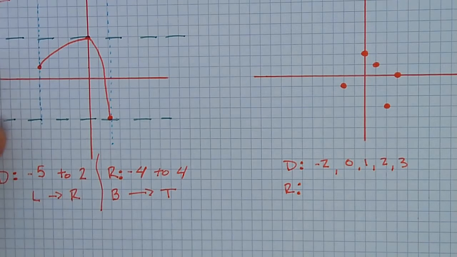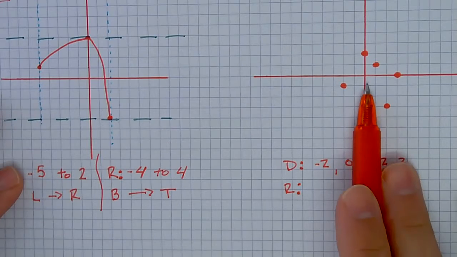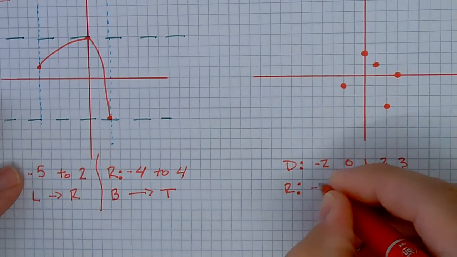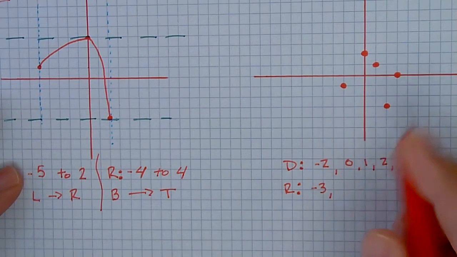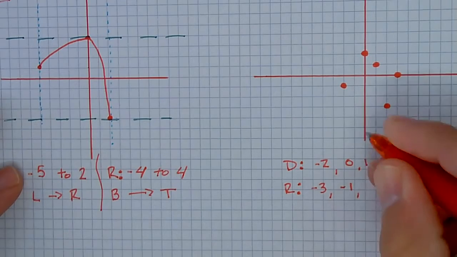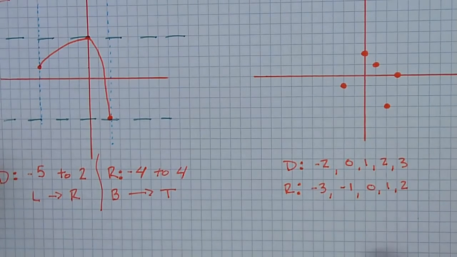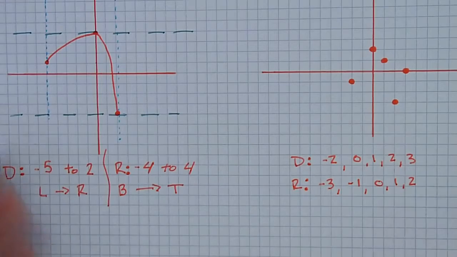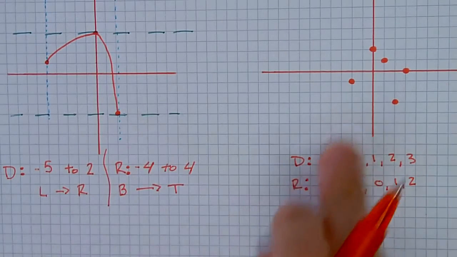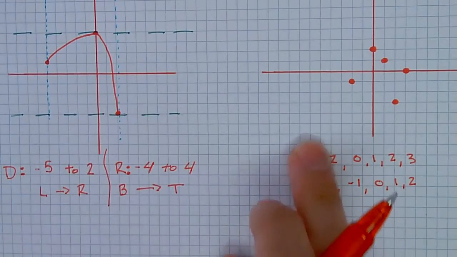Range is going to be the same way. We're only listing outputs. So I have an output here of -3, an output here of -1, 0, 1, and 2. So it's important just to identify the two differences of when the lines are connected and when they're not.